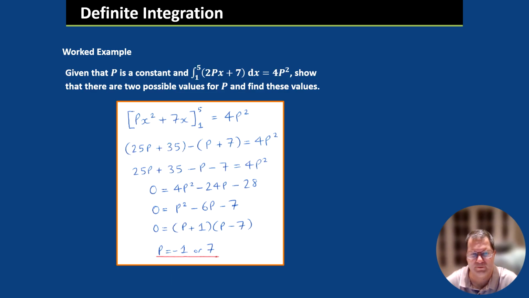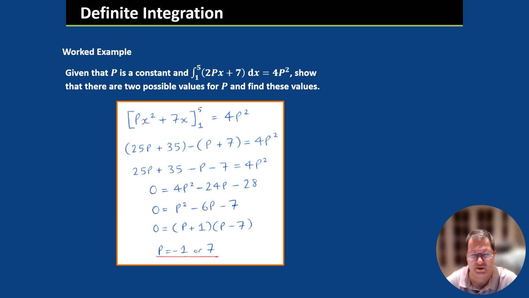Another worked example: given that p is a constant and the integral of 2px plus 7 between 1 and 5 dx is equal to 4p squared, show that there are two possible values for p and find these values. So first thing to do is to integrate 2px plus 7, which is px squared plus 7x, put it in square brackets with our limits on the right hand side, and we're told that is equal to 4p squared.